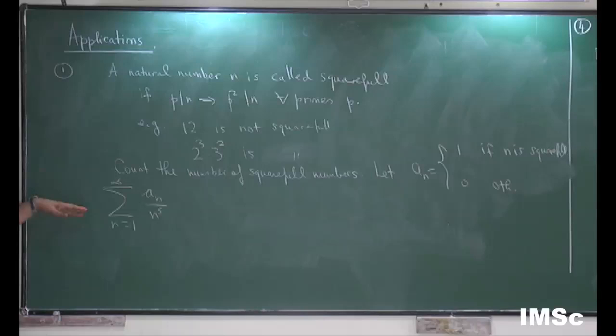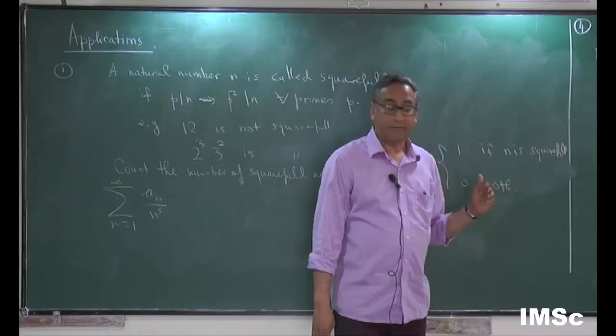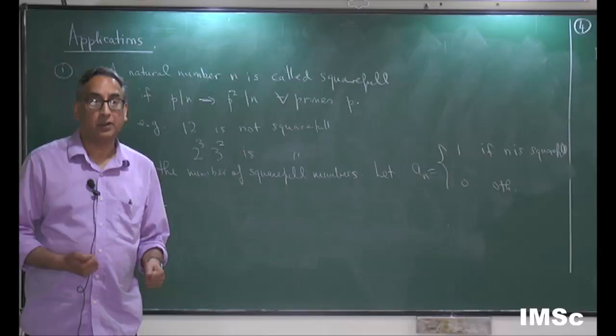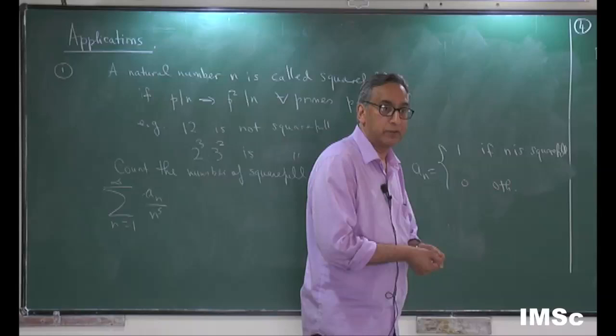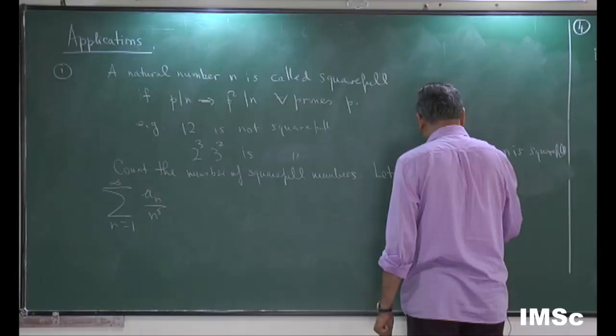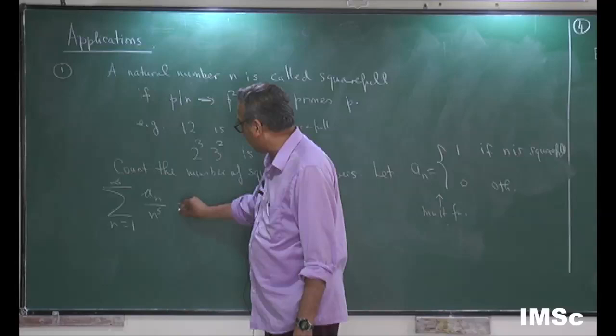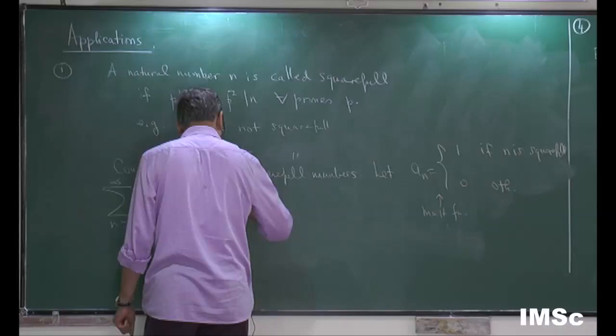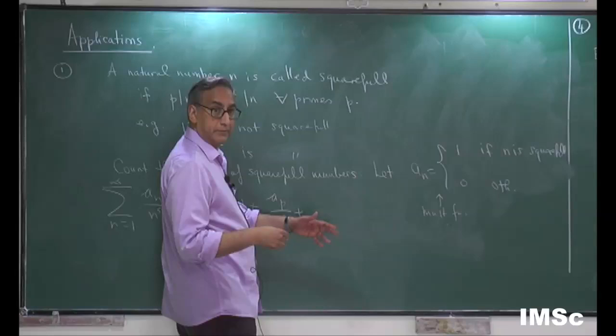Now, interestingly enough, the squareful property, the function a sub n, is a multiplicative function, in the sense that if n is squareful and m is squareful and n and m are relatively prime, then n times m is also squareful. That's clear, right? So this is a multiplicative function. Therefore, it neatly factors into a big Euler product. We talked about Euler products, the zeta function, right?